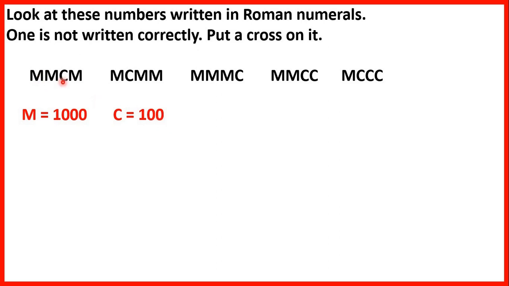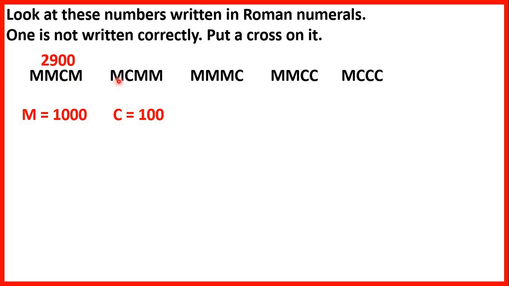So in this first number we have MMCM. So MM stands for 2000, and then we have C before M, so that's 100 before 1000, so CM is how we write 900. So this number here is 2900. MM is 2000, and then CM is 900 because that's 100 before 1000.